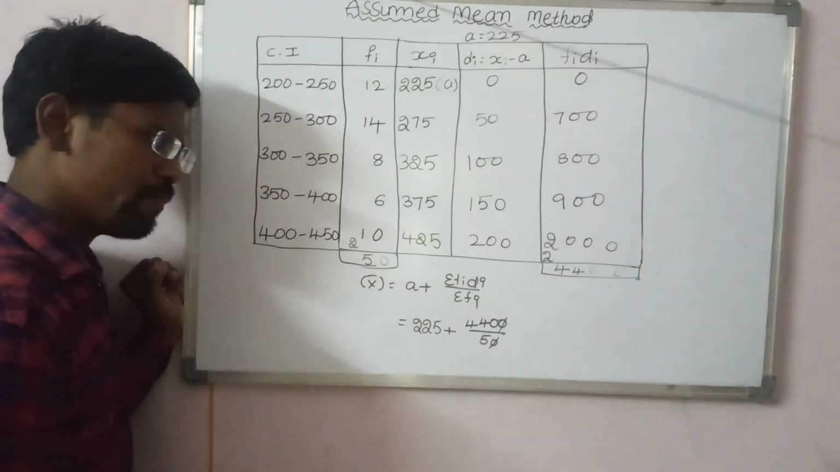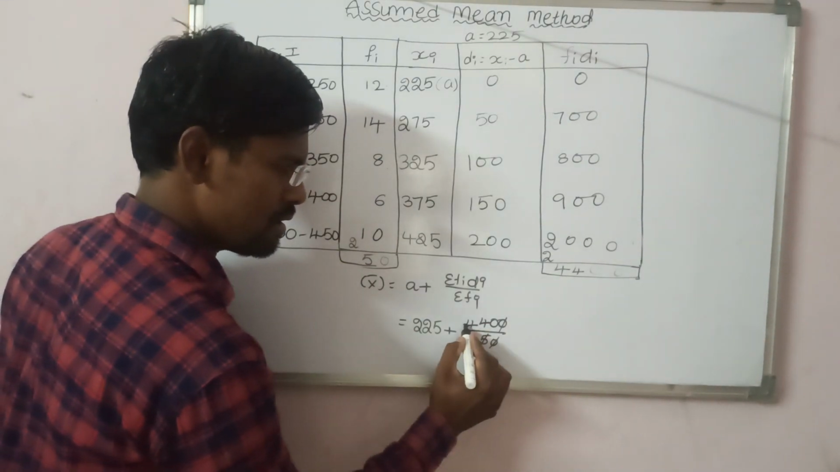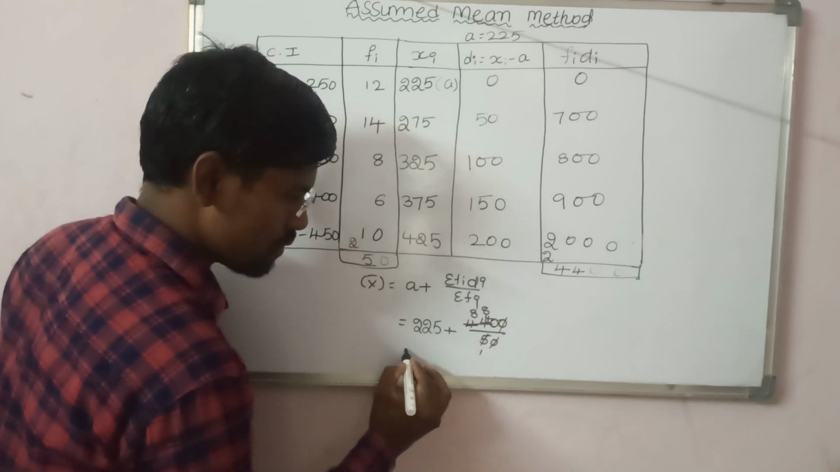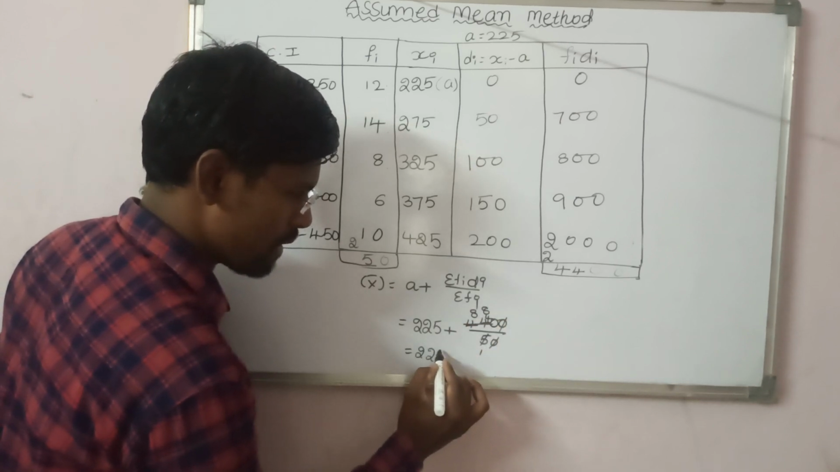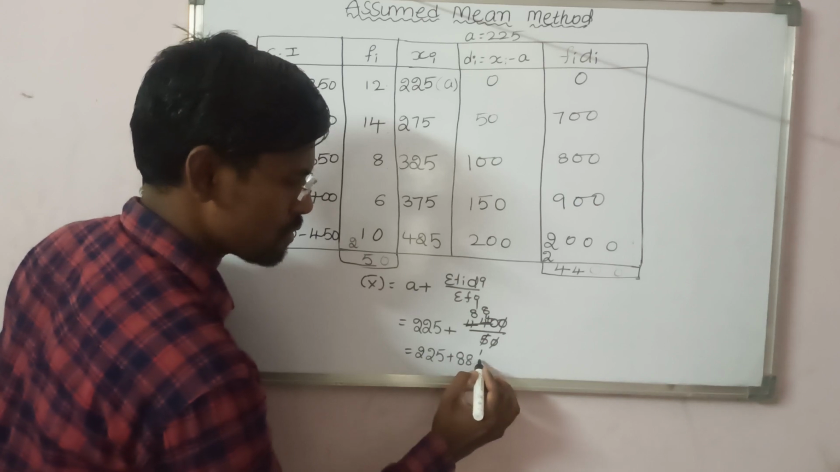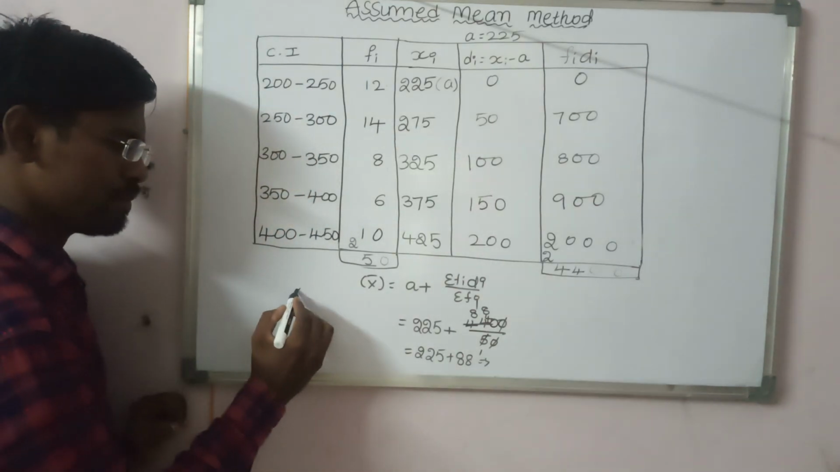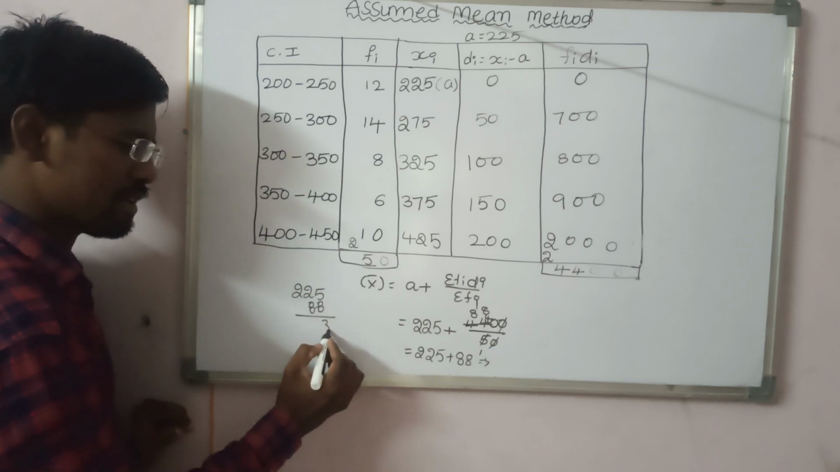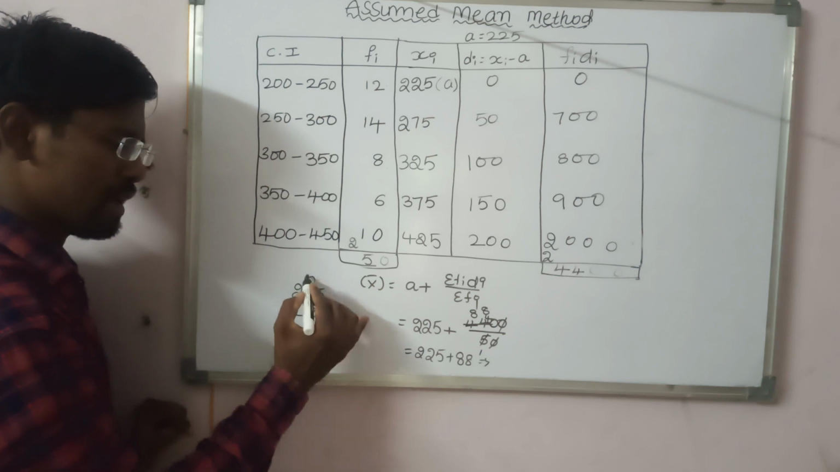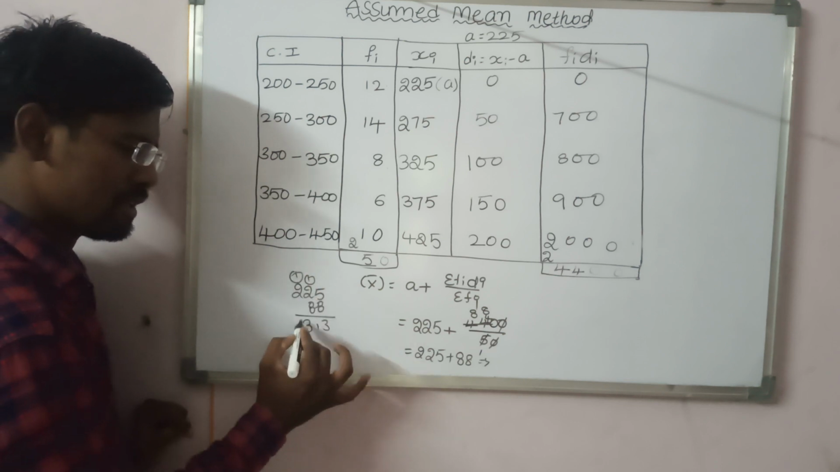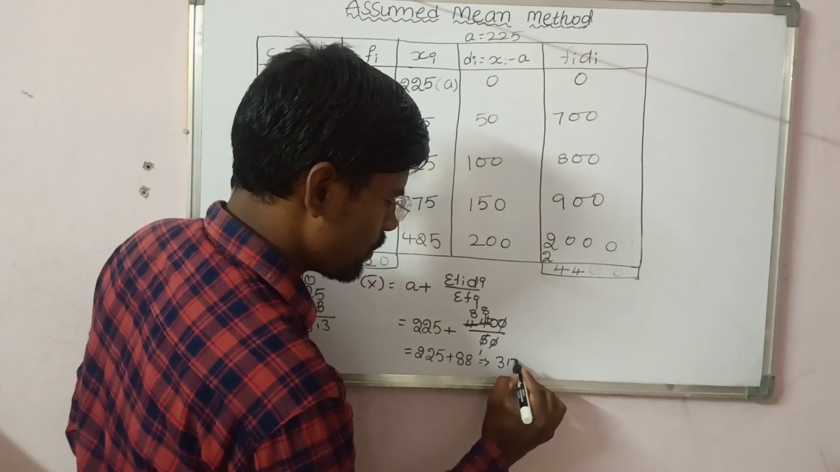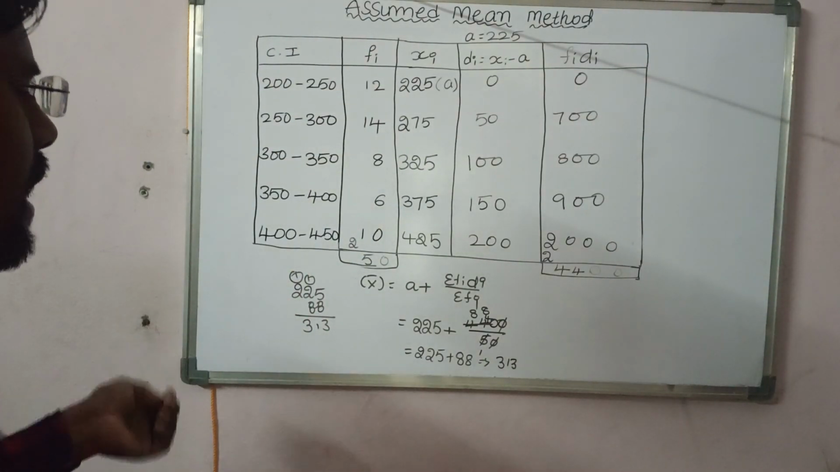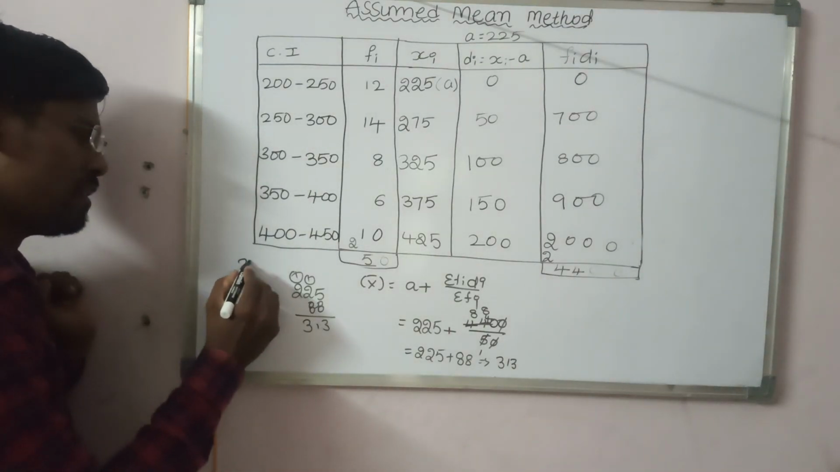0, 0 is cancelled. Now 5 ones are 5, 5 eights are 40, 4 is remainder, again 5 eights are 40. So we can get here 225 plus 88. What is 225 plus 88? 8 plus 5 is 13, 1 carry. 8 plus 2 is 10, 11, 1 carry. 2 plus 1 is 3, 313. So I have assumed A value as the first one, then I got the mean as 313.